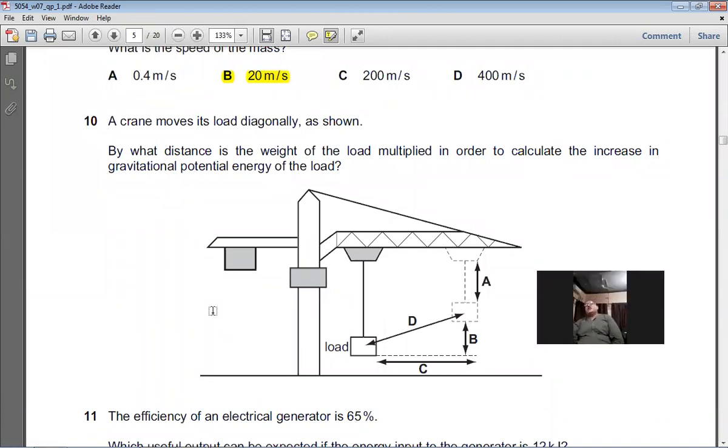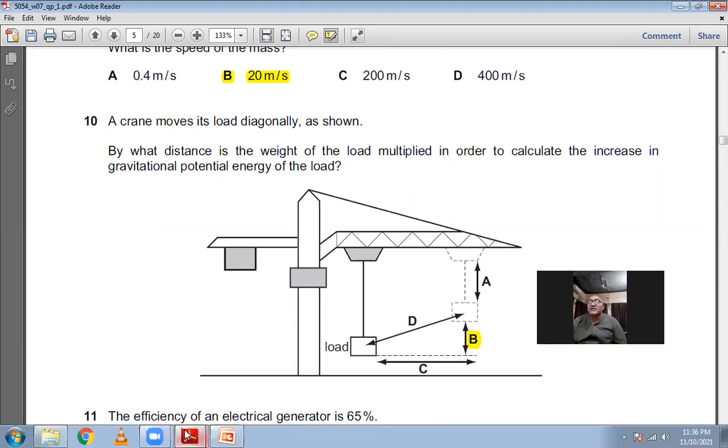A crane moves its loads diagonally as shown. By what distance is the weight of the load multiplied in order to calculate the increase in the gravitational potential energy of the load? We always use the vertical height for the gravitational potential energy. The vertical height gained by the load here is B. The object moved from this point to this point, and the vertical height gained by the object is B.